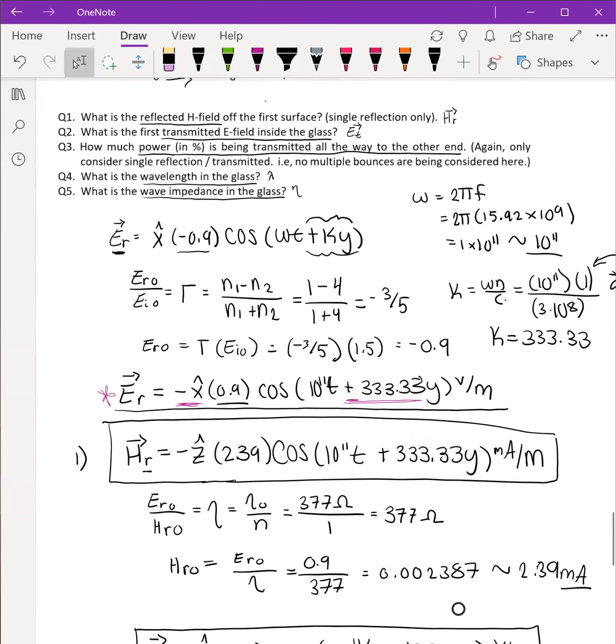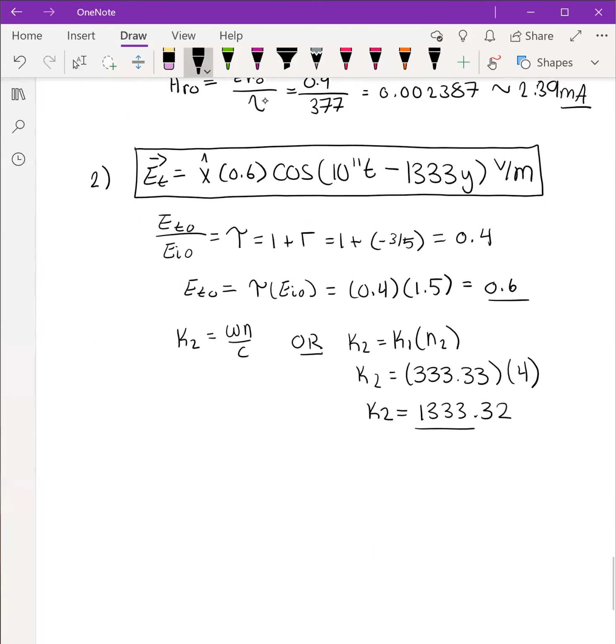So that's number 2. Number 3, how much power in percent is being transmitted all the way to the other end? Only consider single reflection and transmission, no multiple bounces are being considered. So for number 3, we're looking for power.